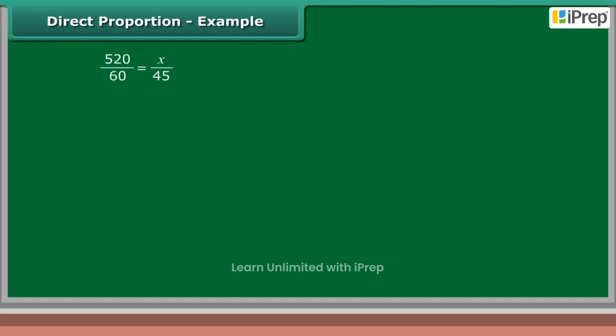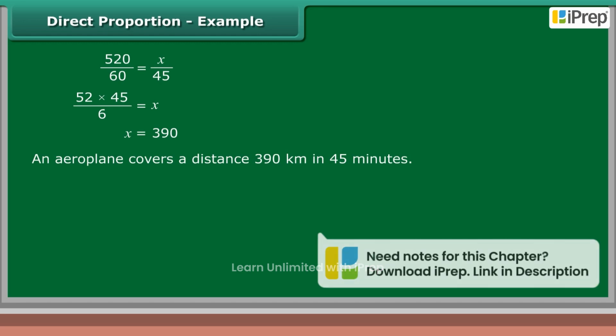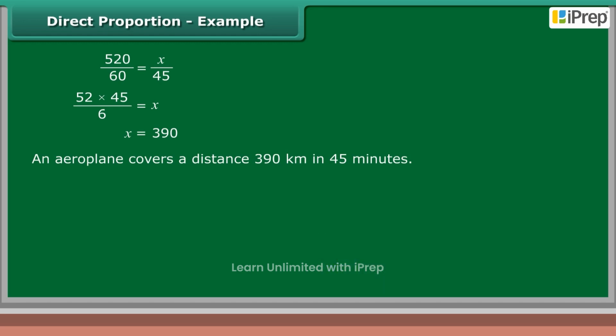520 upon 60 is equal to X upon 45. 52 into 45 upon 6 is equal to X. Therefore, X is equal to 390. An aeroplane covers a distance of 390 kilometers in 45 minutes.